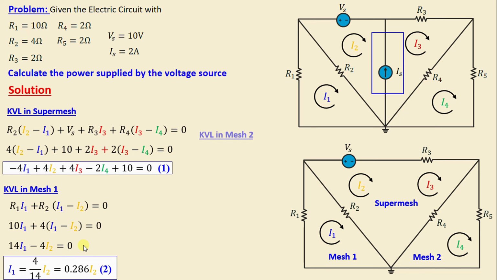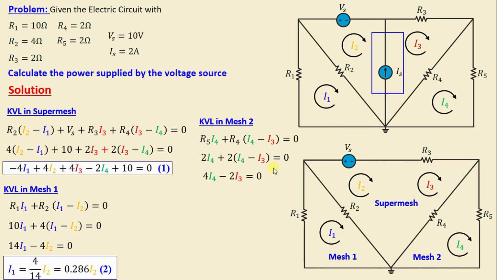Let's move on now to mesh 2. By applying KVL in mesh 2, we can write R5 I4 + R4(I4 - I3) = 0. By replacing the resistors with their numerical values, we obtain 2I4 + 2(I4 - I3) = 0. If we continue simplifying this equation, we obtain 4I4 - 2I3 = 0. Finally, I4 is equal to 0.5 I3, and I will call this equation 3.